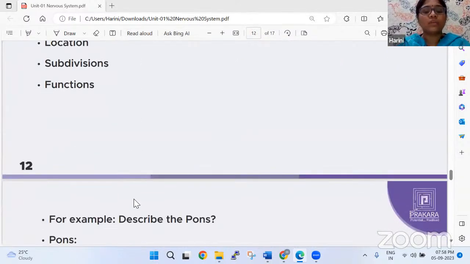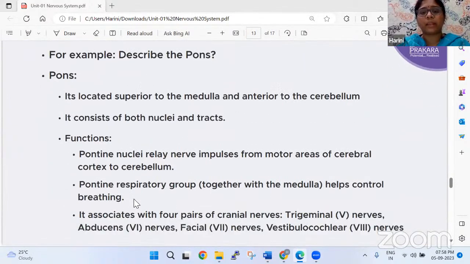So location, subdivisions, and functions of the organ. I'll give an example of how to represent it. I'll pass over my representation through the group as well; you can collect it from there if necessary. The question could be, describe the pons. First start with where the pons is located: superior to the medulla oblongata and anterior to the cerebellum. This is what I have taught you, and you can represent the same thing.